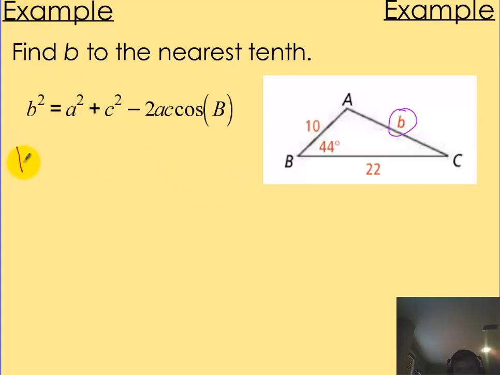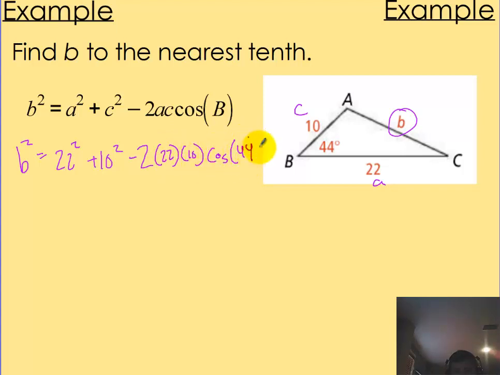We're going to say b squared is equal to a squared, and we'll call, well, this will be a, and we'll call this c. Doesn't really matter. So 22 squared plus 10 squared minus 2 times 22 times 10 times cosine of b, which is 44. All right, so I'm going to plug all that in.